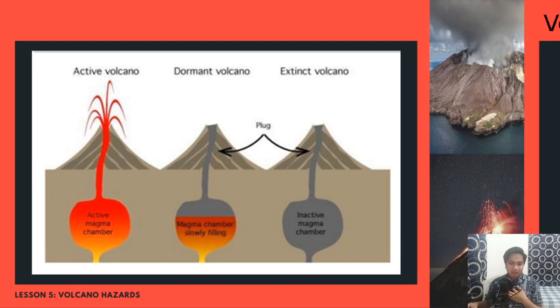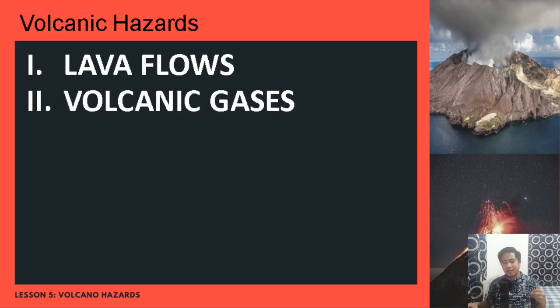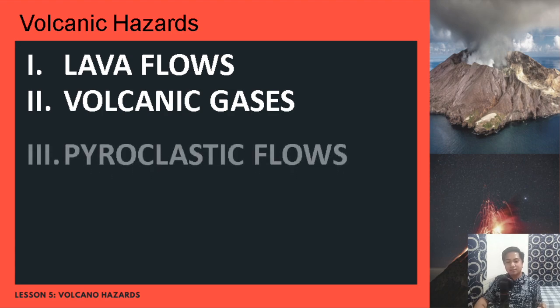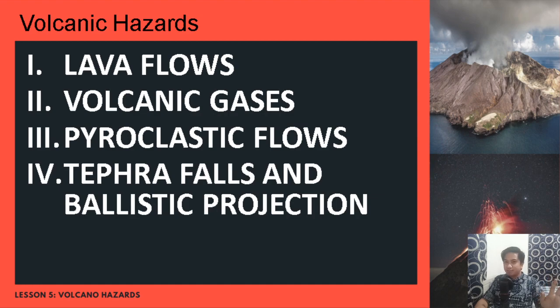Now, let's proceed with the next. So that doesn't mean that a volcanic eruption is the hazard itself. But basically, we have different types of volcanic hazards. They are lava flows, your volcanic gases, they can be your pyroclastic flows, they can be your tephra falls and ballistic projectiles, and we also have your lahars. So we will try to discuss these volcanic hazards one by one. Okay?